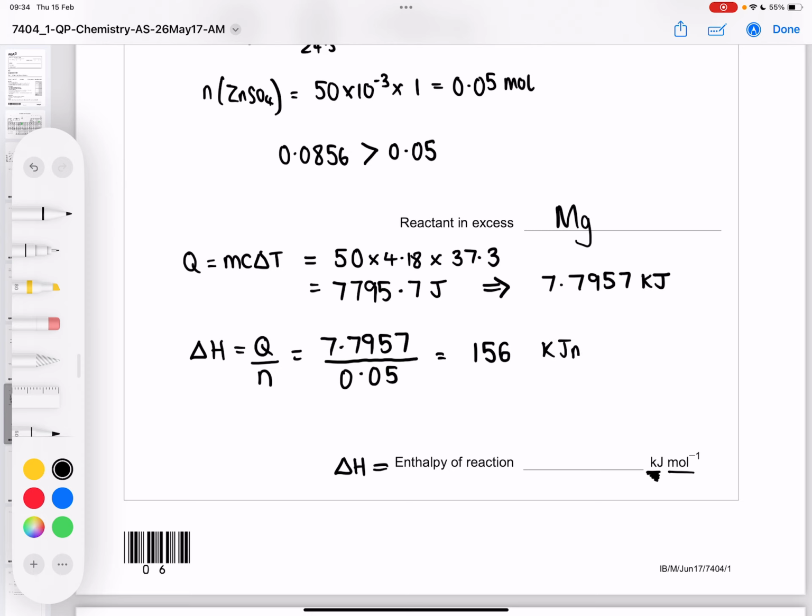And then the last thing is that this was an experiment. We need to take account that the temperature rose during this experiment. So we're going to add in here a minus sign to represent that this reaction was exothermic. Minus 156 kilojoules per mole.